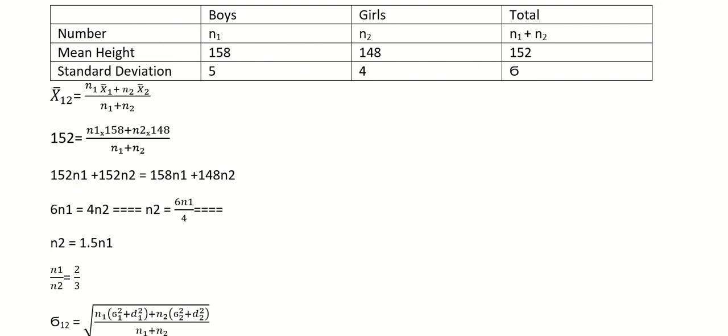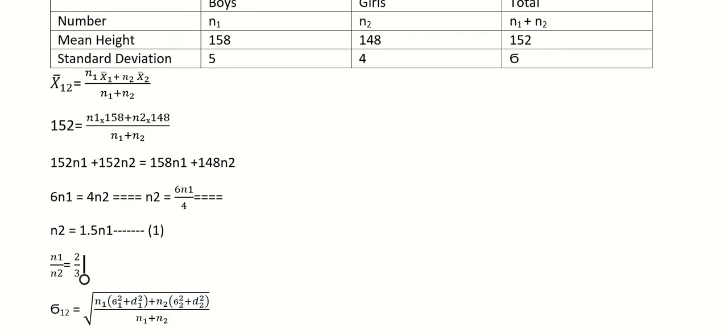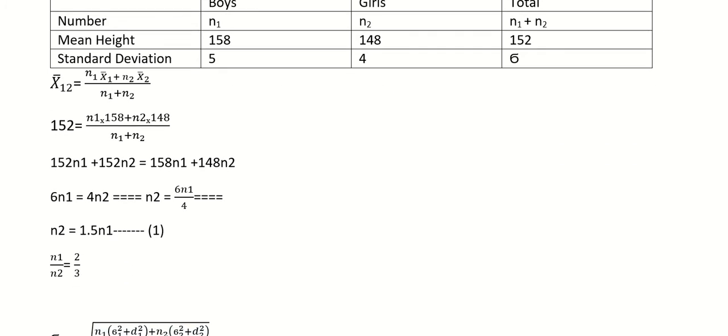So two things I have done from this equation. One, I have found the value of n2 in terms of n1. And the second thing which I have done is I have calculated the ratio of n1 and n2. So in the question, the first thing which we were supposed to calculate was the percentage of boys and girls in the class. So first thing what I will do is I will calculate the percentage of boys and girls in the class. So for that I would need this ratio, right?